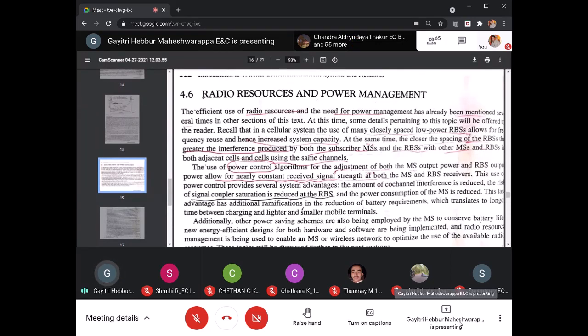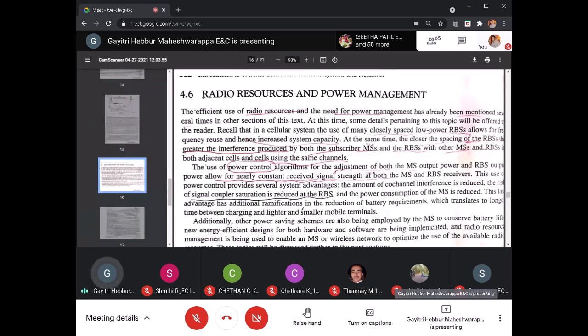Use of power control algorithms for the adjustment of both MS output power and radio base station output power allows for nearly constant received signal strength at both MS and radio base station receivers. This use of power control provides several system advantages.